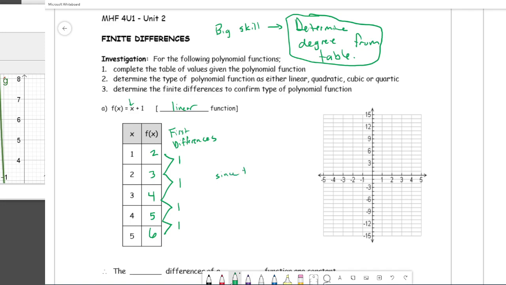Since the first differences are constant, they're all the same, right? They all came out to 1. The function must be linear.